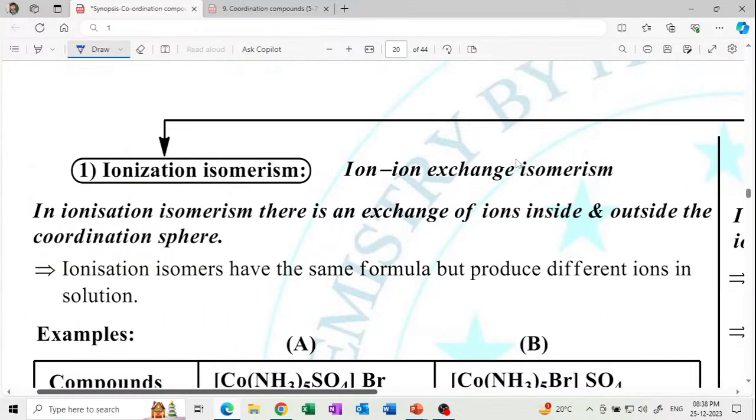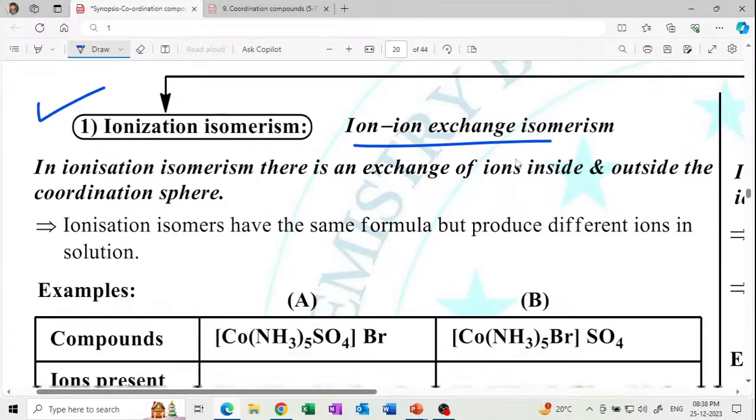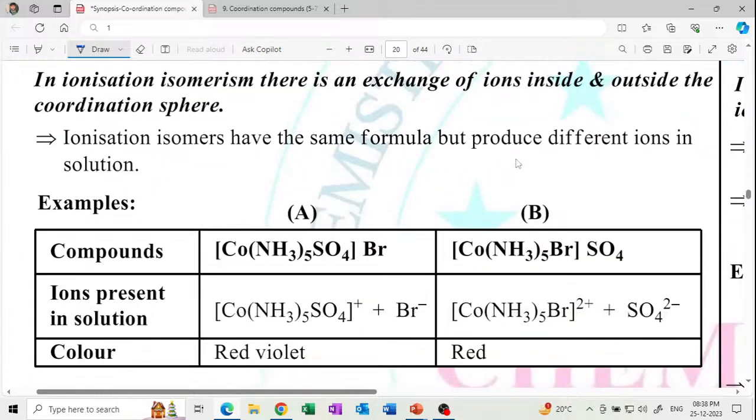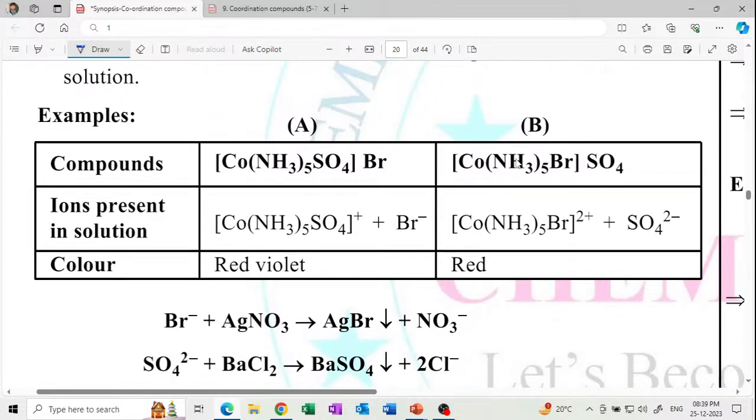Structural isomerism includes ionization isomers. What are the ionization isomers? Ion exchange isomerism, particularly. There is an exchange of ions inside and outside the coordination sphere. Get it? Ionization isomers. Therefore these two are the ionization isomers because ions are present in solution.